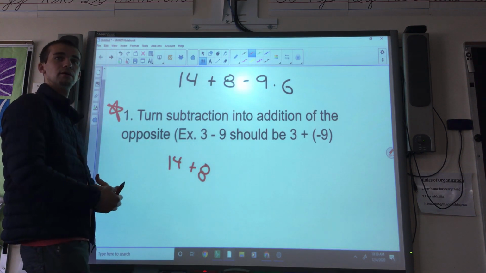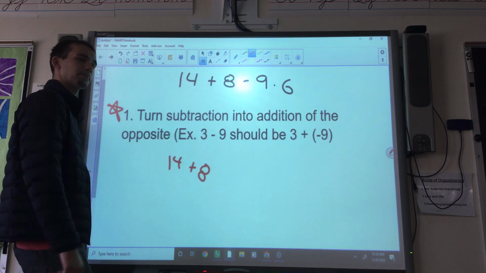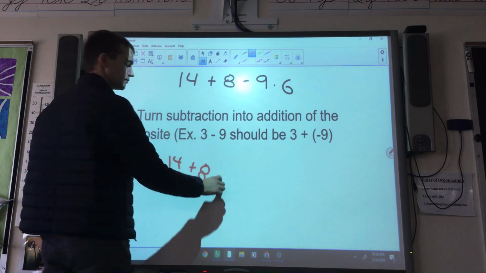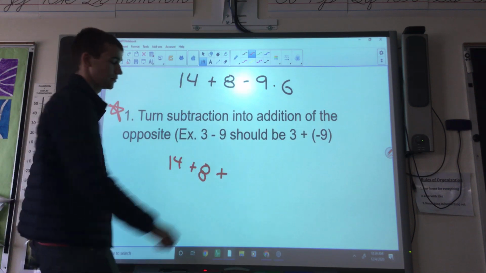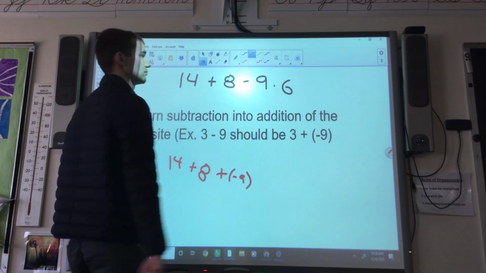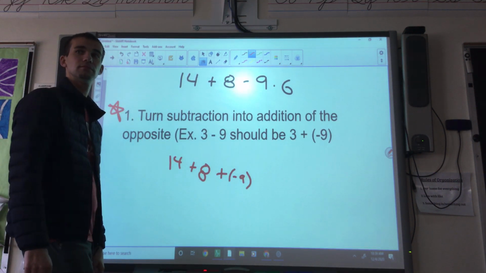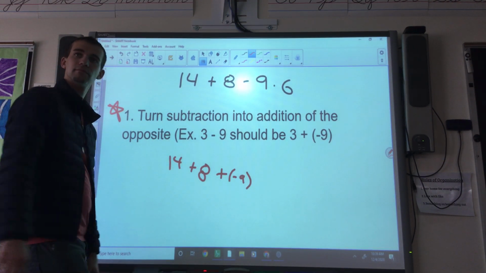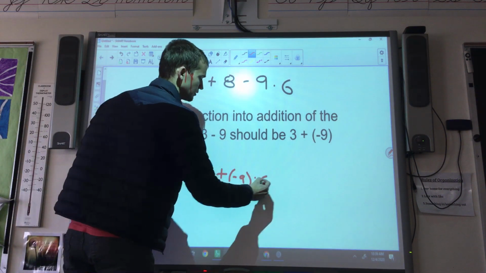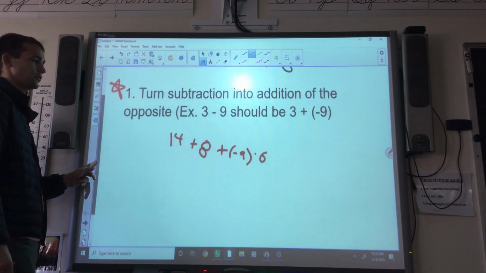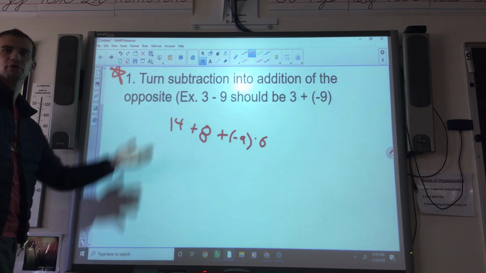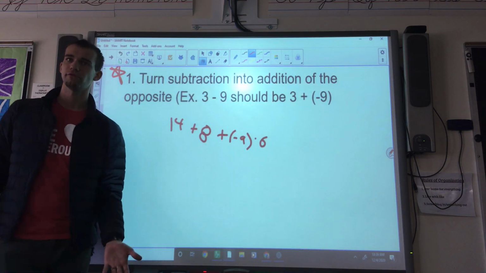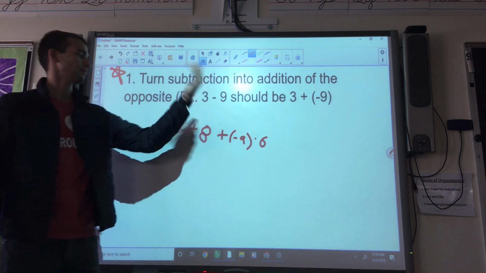What's after that? Plus negative 9. Plus what? Negative 9. Times 6. Yep, times 6. Then you follow your order of operations. I'm not going to write down rule number 2 because basically after that the only thing you really need to know is do your order of operations. So, order of operations, what's next?